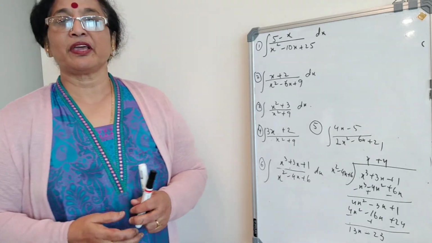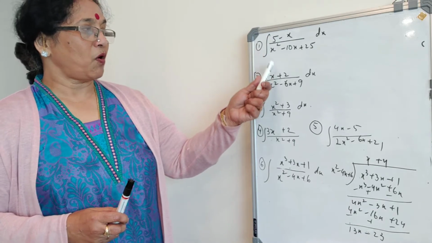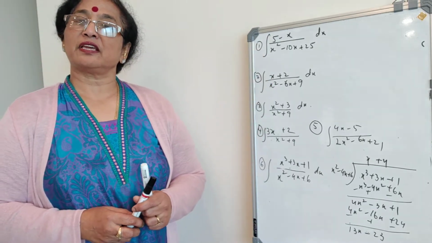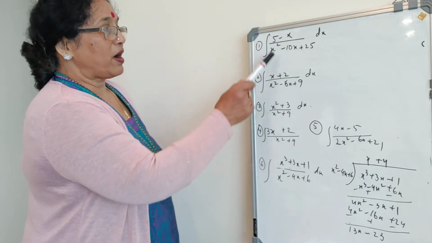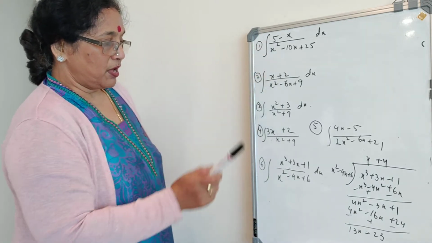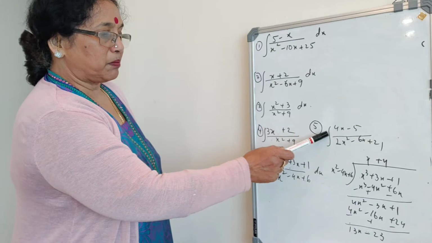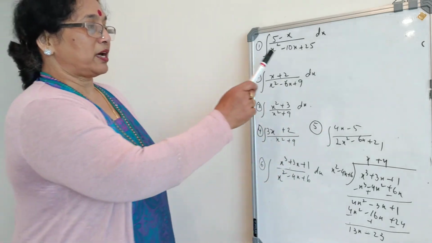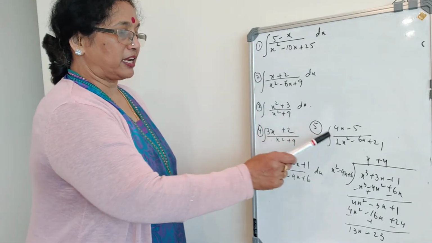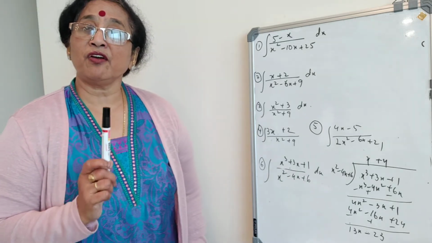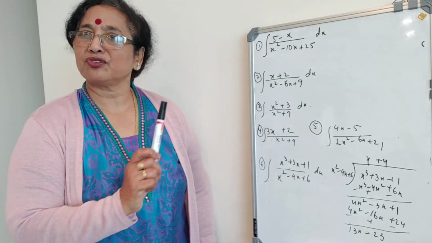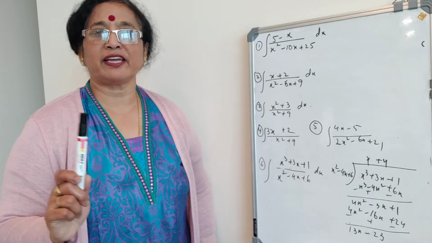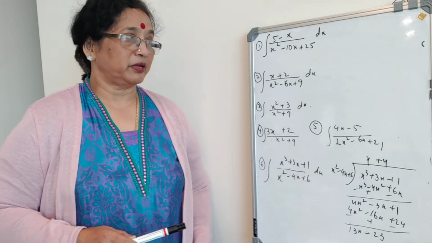Now let's see this. See in the numerator first. All have a function of x in the numerator. If you see question number 1, number 2, and number 4 and number 5, the degree of the numerator is less than the degree of the denominator. So there is no long division. You don't have to divide the numerator by the denominator.